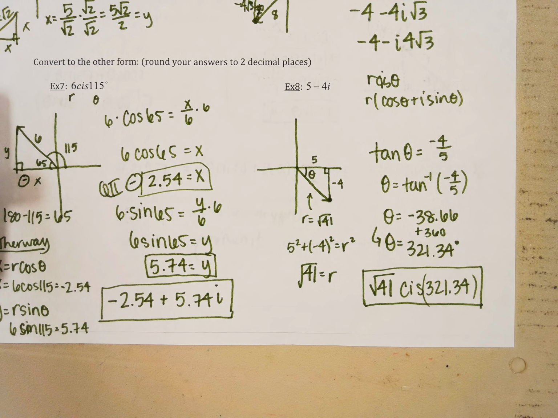So pictures really help, and it's a lot of the easier trig stuff that you already know. You just have to remember what polar form looks like, and you have to remember what rectangular form looks like, as big picture ideas.